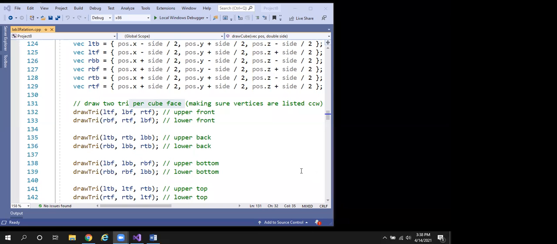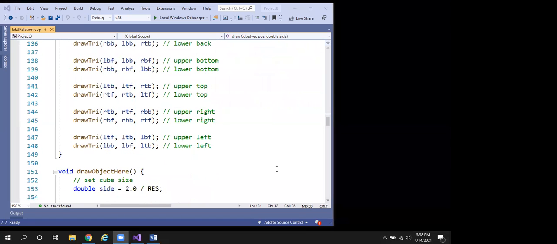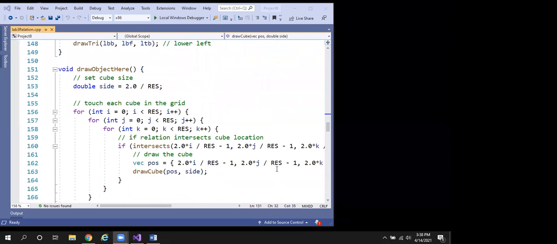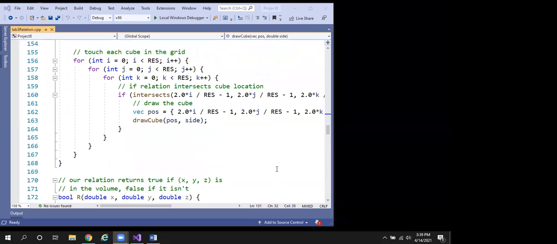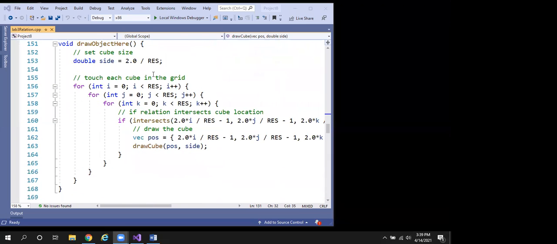Now, it gets a bit more complicated than that, okay? So I'm drawing cubes. Why am I drawing cubes? Well, here's what I'm going to do. Here's my draw object here. I set up my size of each cube to be 2 divided by my resolution, because remember, the window that I'm drawing in is going to be -1 to 1 in all dimensions, which is the total volume that I can draw in is 2 by 2 by 2. I divide that by my resolution to get the individual little cubes inside.